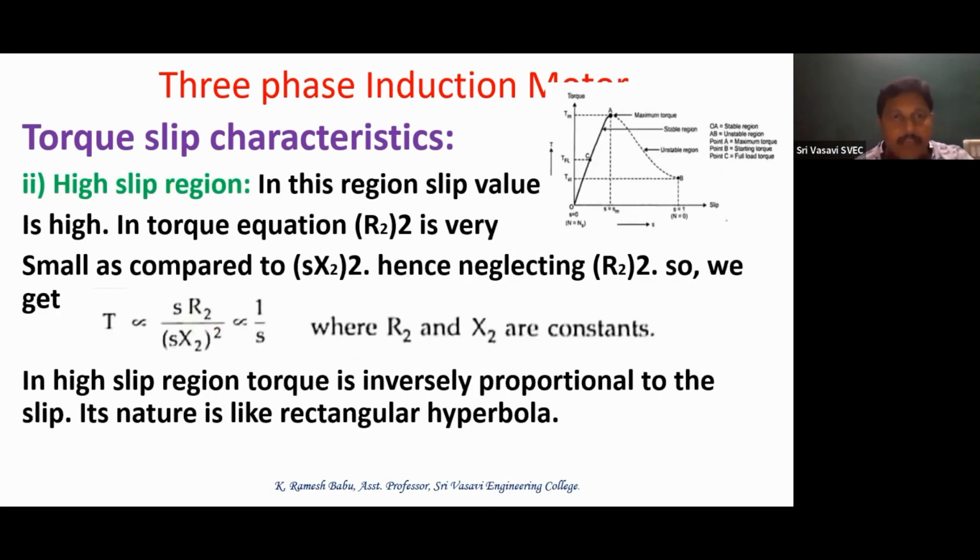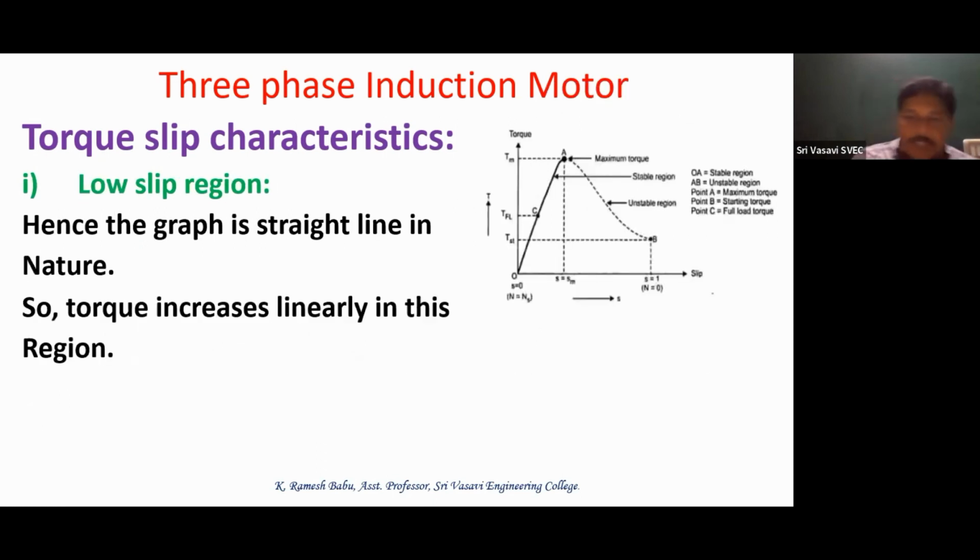Coming to the high slip region, the next region. In the low slip region, we obtain the straight line. That means the three-phase induction motor can rotate continuously at any point in the low slip region. So that's why it is called the stable region of operation.